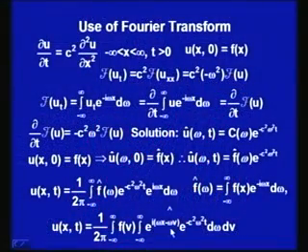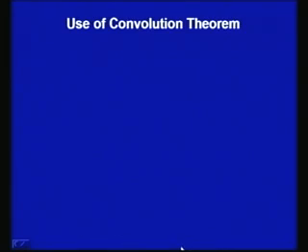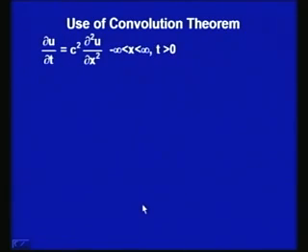From here, since we are getting this e to the power i omega x, this f v, and this e to the power minus c square omega square t, we could get one more idea: can't we use the convolution theorem? We are solving this initial value problem, del u upon del t is equal to c square del 2 u upon del x 2, where x ranges over the whole real line, t is positive, and the initial condition is u x comma 0 is f x.